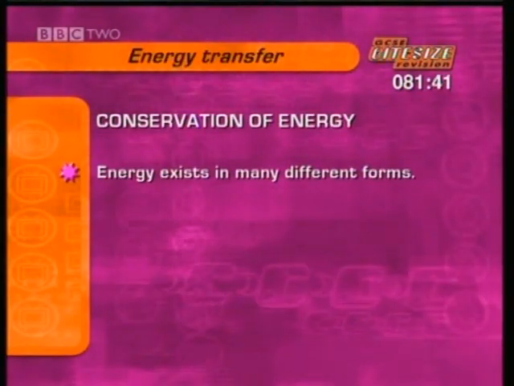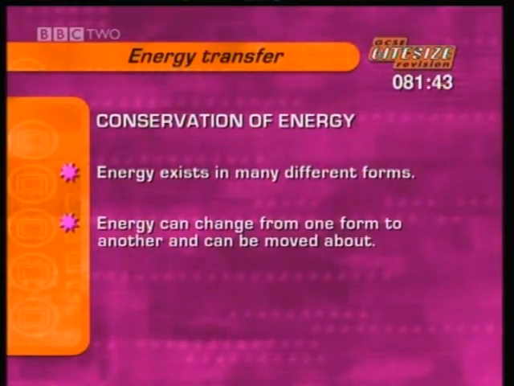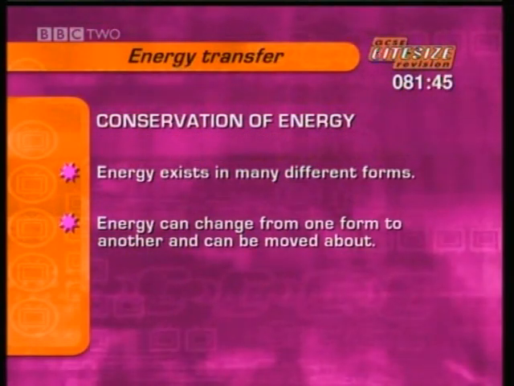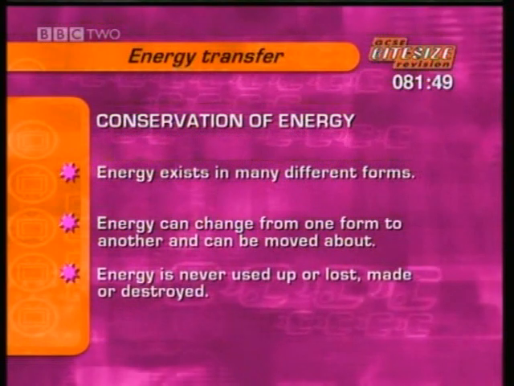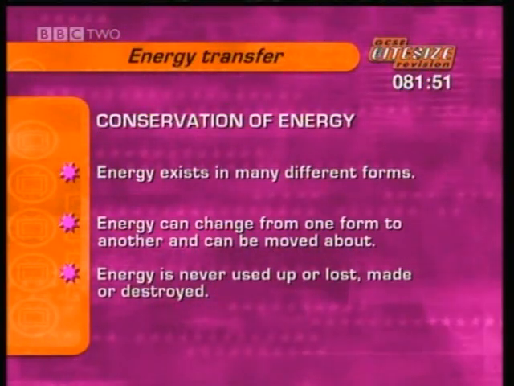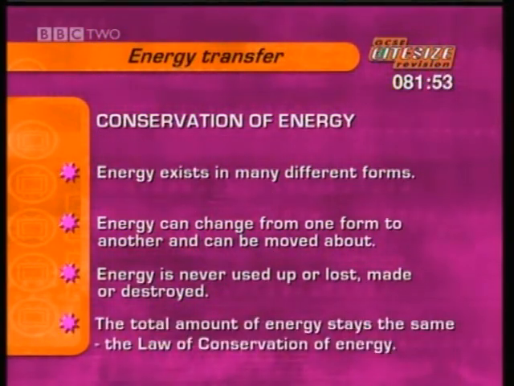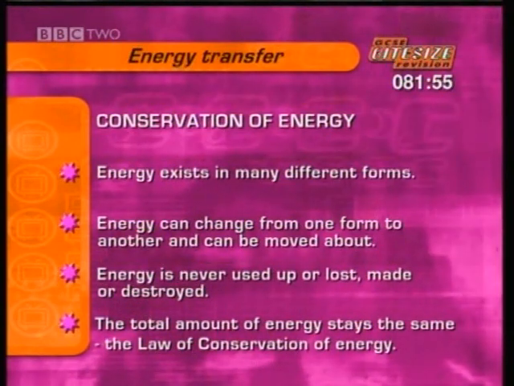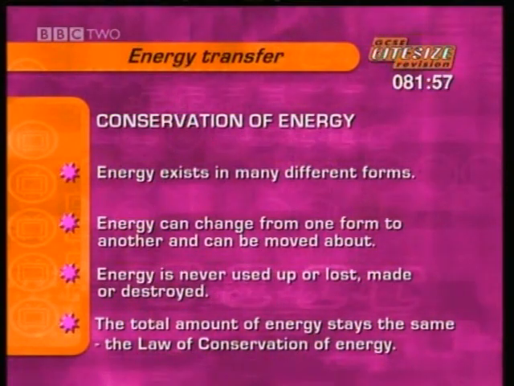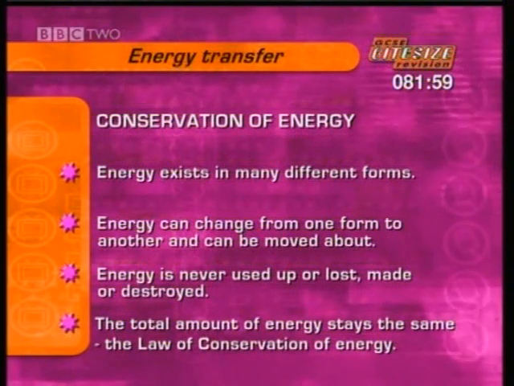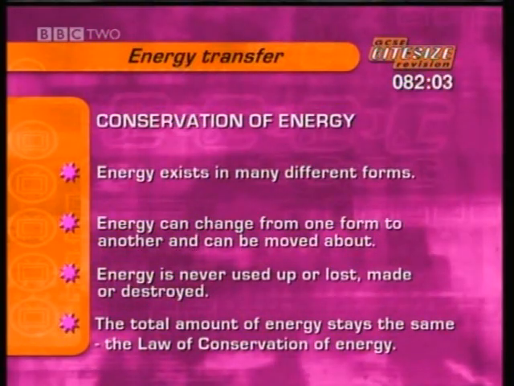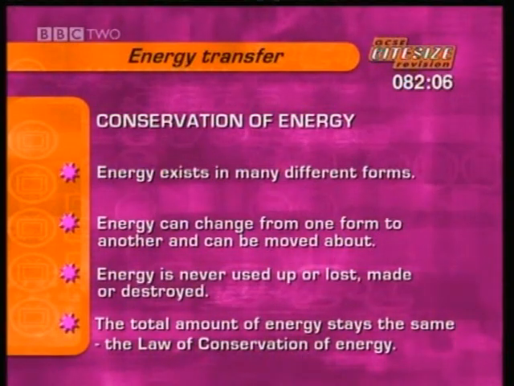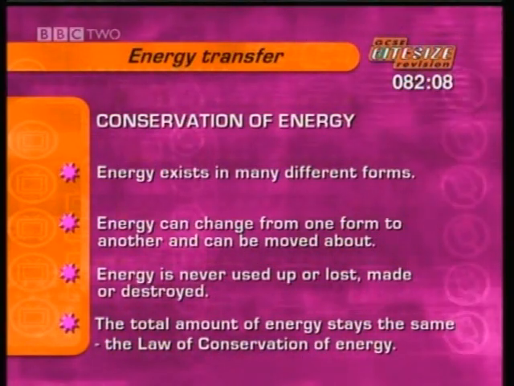Energy exists in many different forms. It can change from one form to another and can be moved about, but is never used up or lost, made or destroyed. The total amount of energy stays the same. That's the law of conservation of energy. As you watch the next clip, note down as many different forms of energy as you can and how they change from one form to another.